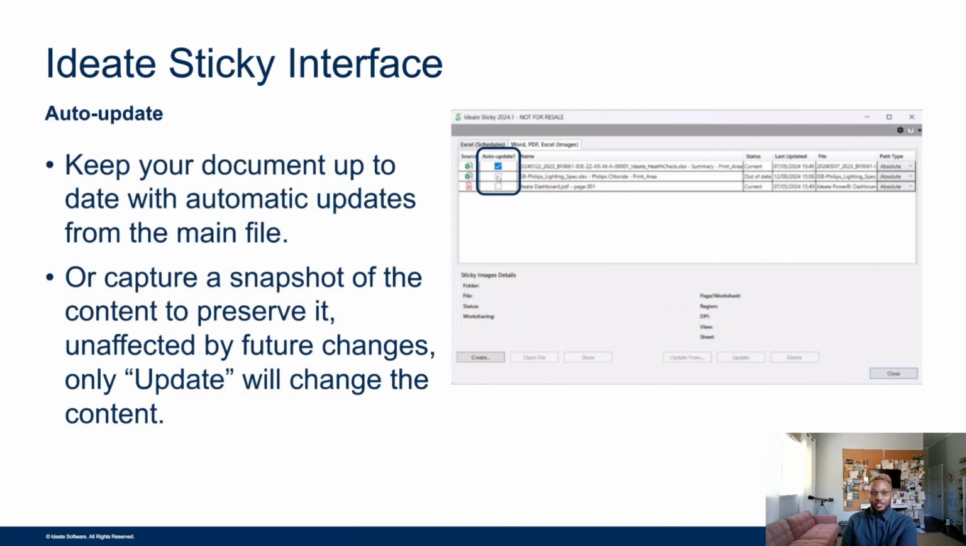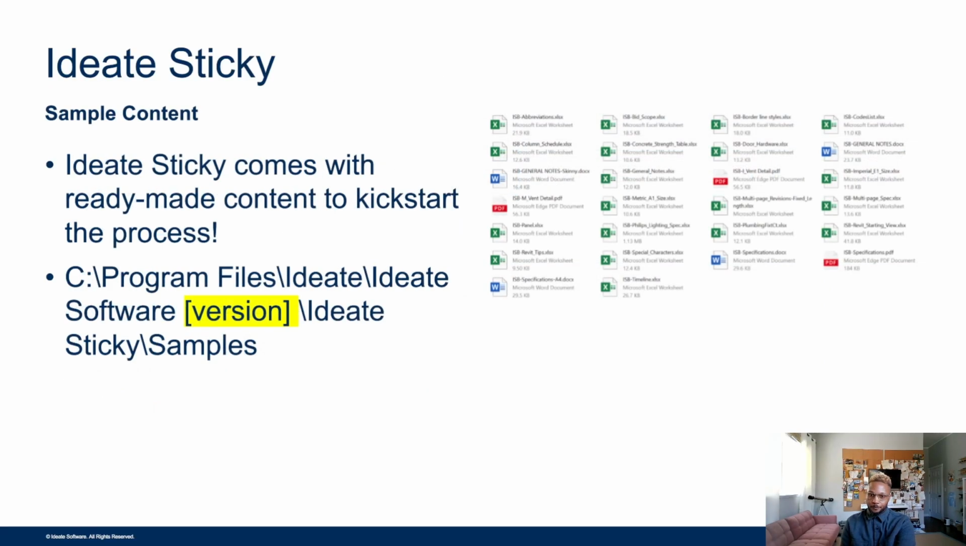As previously mentioned, you are able to automatically keep your data up to date within Revit. Any changes made within the document can be instantly reflected within Revit, or you can capture a previous version of the document without the update. The sample content for Sticky, including the examples we'll walk through today, comes automatically with your Ideate download at the file path noted here.